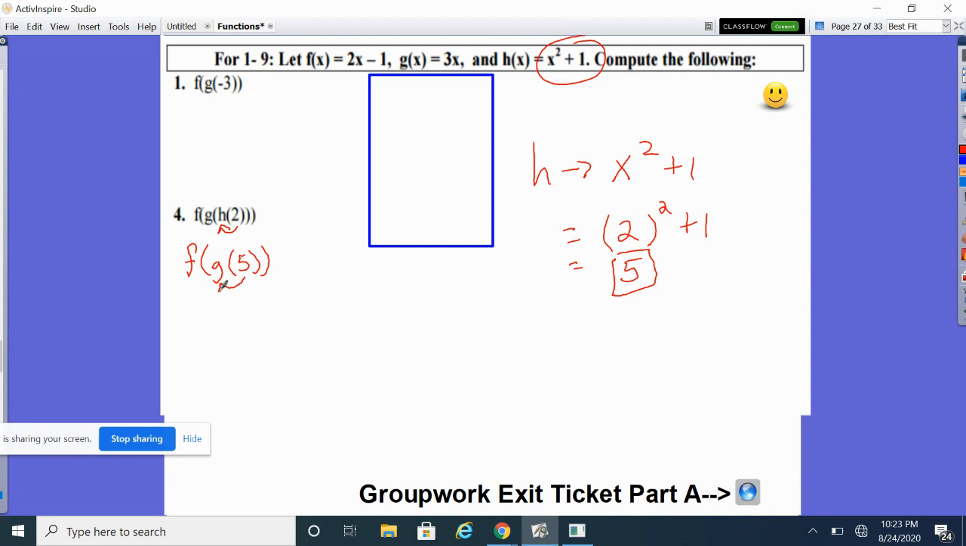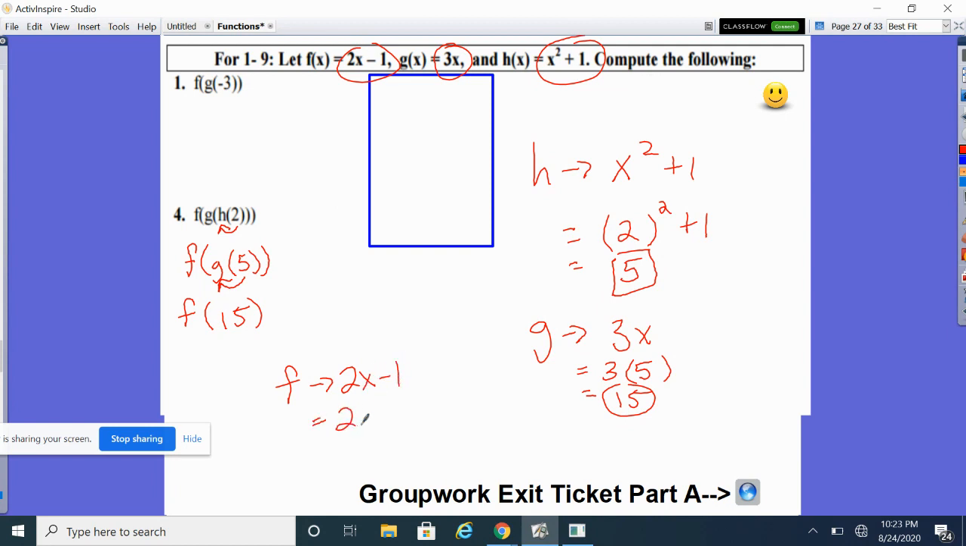Well, now we need to take the 5, go plug it into g. What was g? Oh yeah, 3x. Well, let's use the parentheses, and instead of x, let's plug in the previous 5. Isn't 3 times 5 15? All right, so now this became f of 15. Well, what was f? 2x minus 1. Okay. Let's replace x with the previous answer, which was 15.